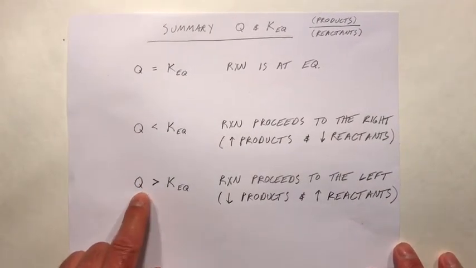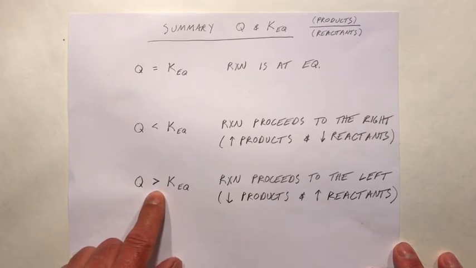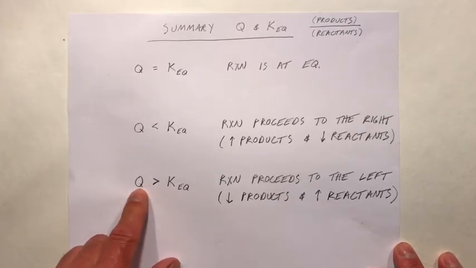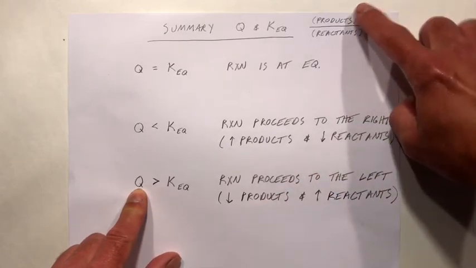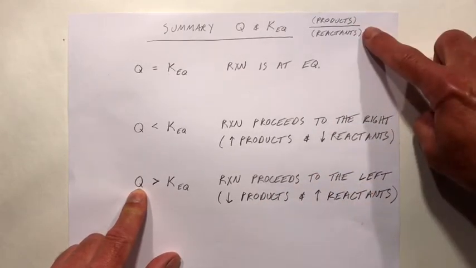If the reaction quotient is larger than KEQ, that means we have to make the reaction quotient smaller. We would do that by decreasing the products in the numerator and increasing the reactants in the denominator.